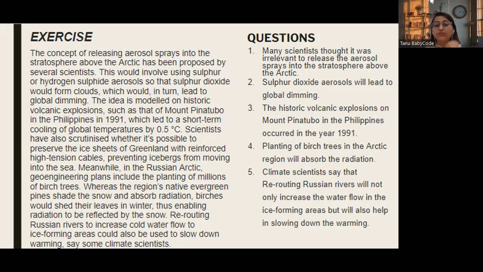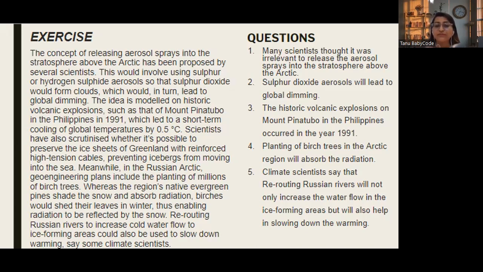Third one, the historic volcanic explosion on Mount Pinatubo in the Philippines occurred in the year 1991. Moving forward to this question, it is also mentioned that the historic volcanic explosion on Mount Pinatubo in the Philippines occurred in the year 1991. So the statement is true. It is also mentioned in the passage that climate scientists have said that rerouting Russian rivers... yes, read that also. True.